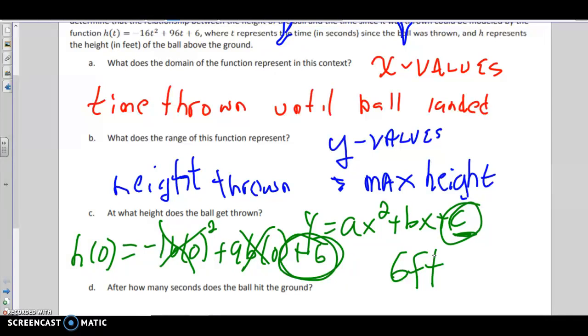If you have a person throwing the ball, they're not going to be lying on the ground and launching it up. They're going to probably be standing up and releasing the ball at a certain height. So if you think about the process of throwing a ball, it would probably be around 6 feet, maybe a little under, depending on the height of the person.